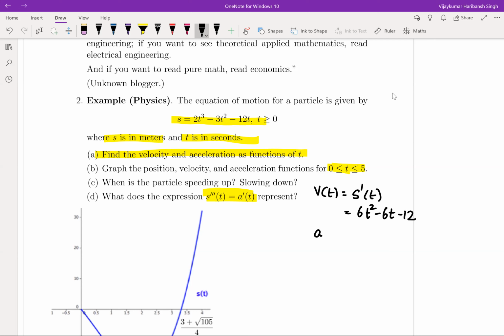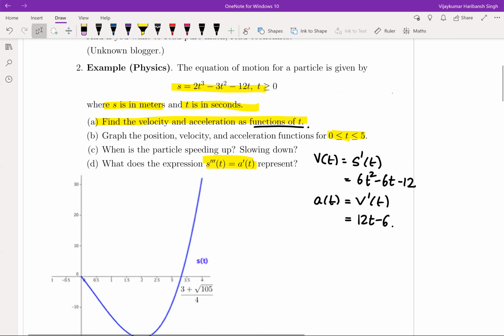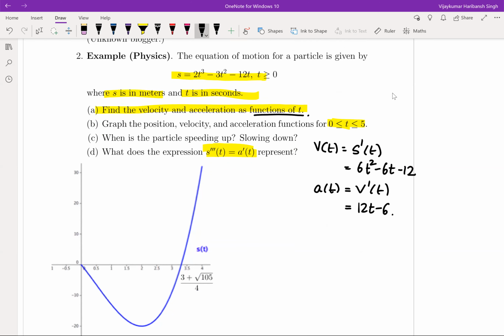And we know the acceleration is the derivative of velocity, and that is going to be 12t minus 6. So here we have expressed the velocity and acceleration as functions of t. Now we want to sketch the position, velocity, and acceleration for time t between 0 and 5.